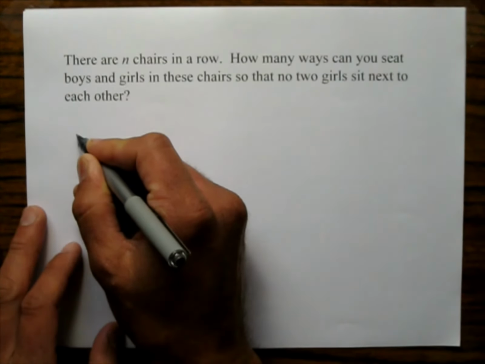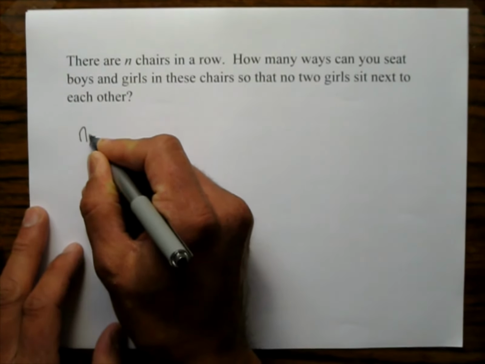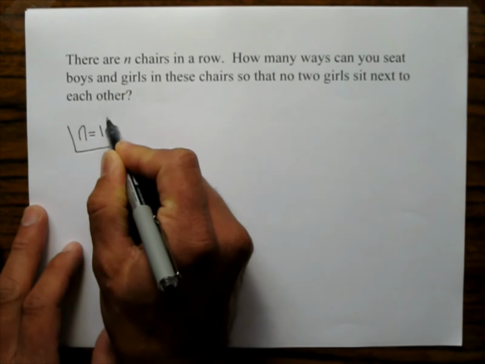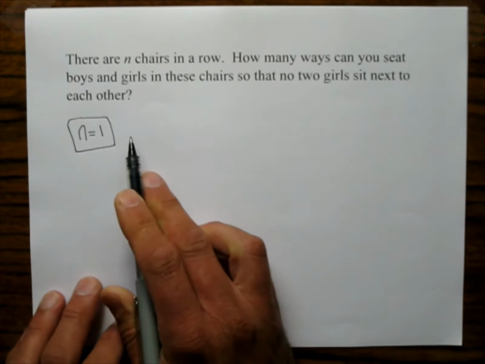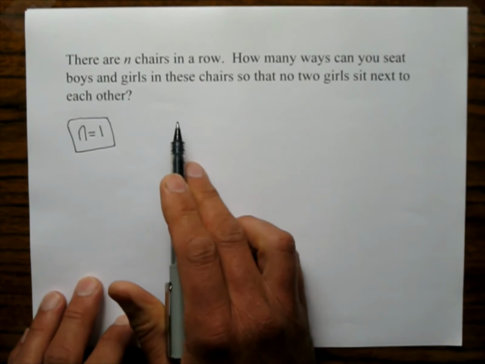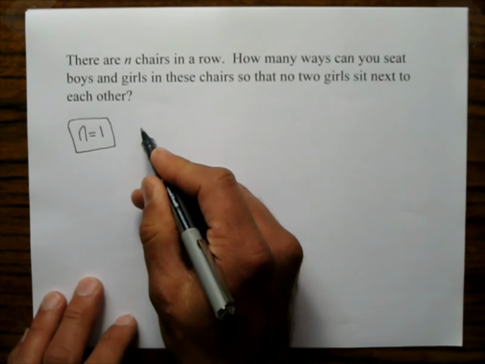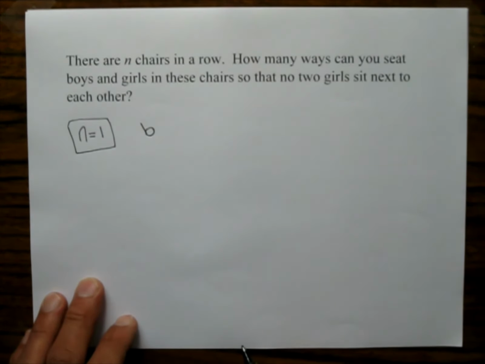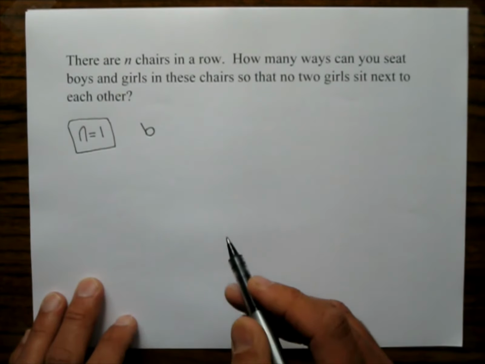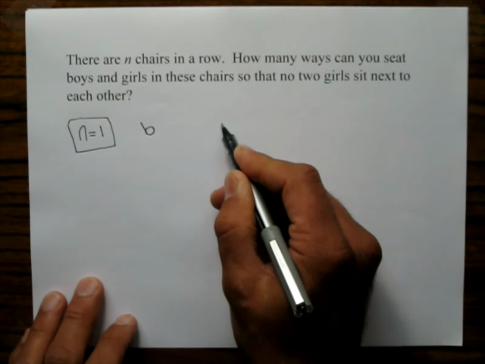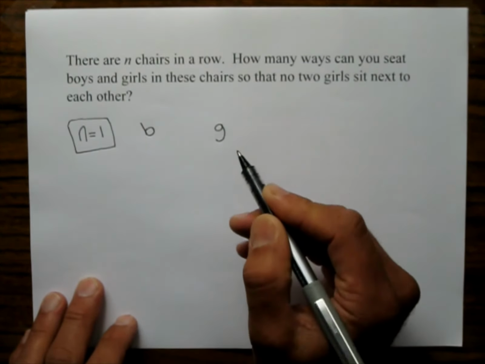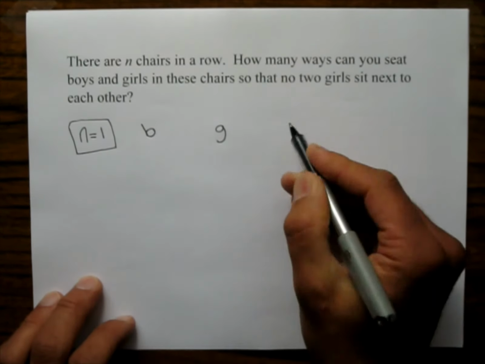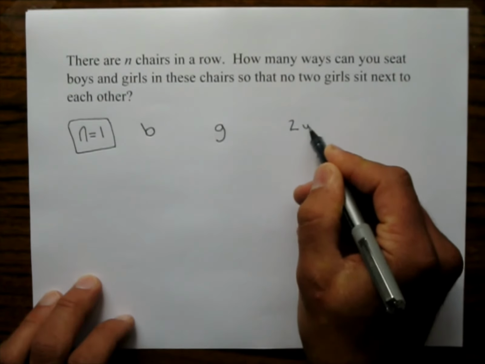The way I would start it off is if you had one chair, n equals 1. Well, if there's just one chair, you can seat a boy in that one chair, or you can seat a girl in that one chair. So when n equals 1, there's two ways.